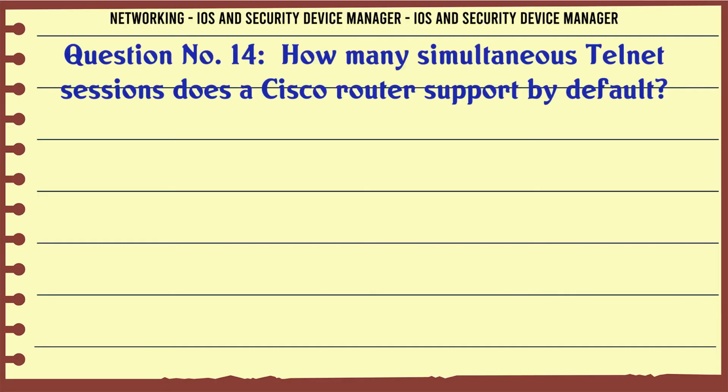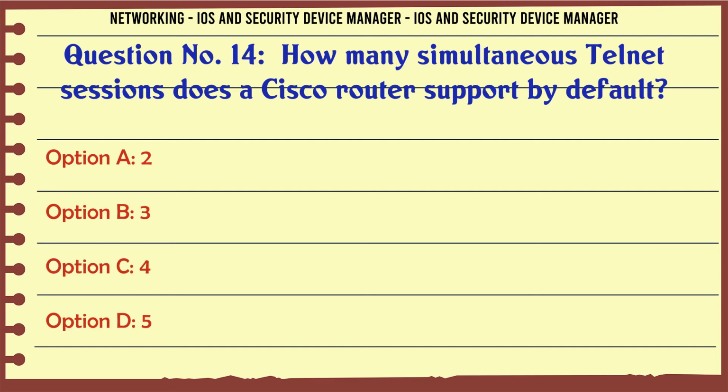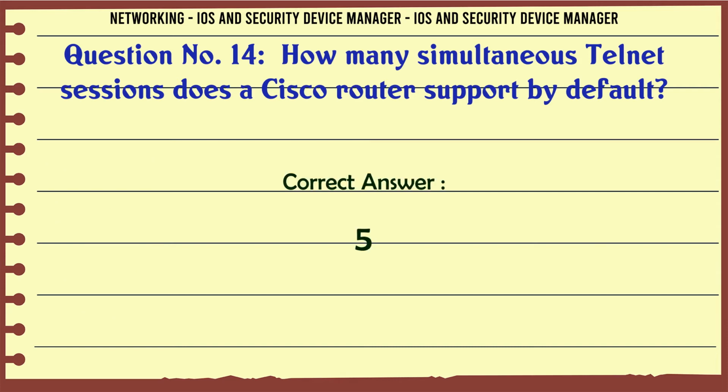How many simultaneous Telnet sessions does a Cisco router support by default? A. 2. B. 3. C. 4. D. 5. The correct answer is 5.